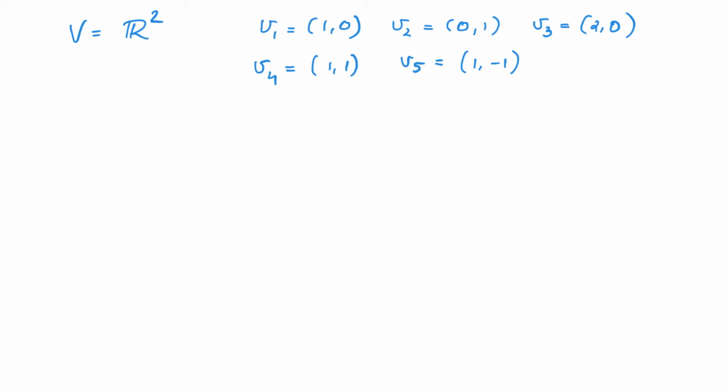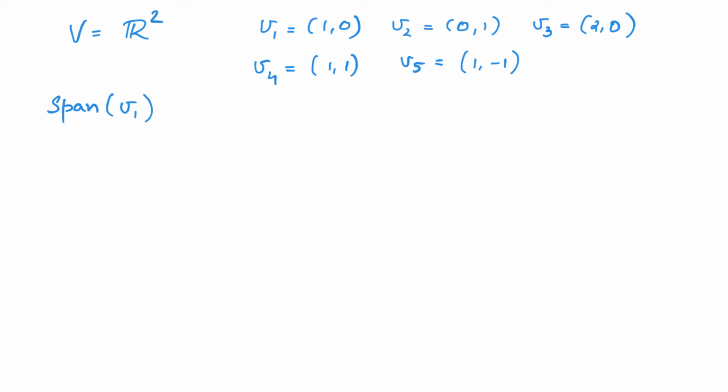Let us now look at some examples. Let V be the vector space R2 and consider vectors v1 = (1, 0), v2 = (0, 1), v3 = (2, 0), v4 = (1, 1) and v5 = (1, -1). And first, let us try to understand the span of each of these individual vectors.